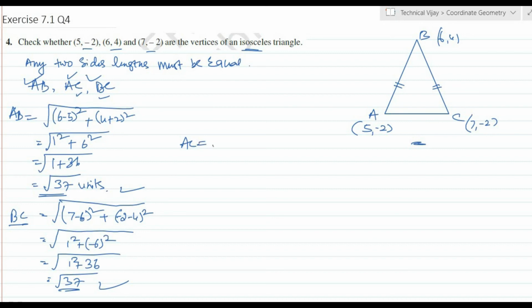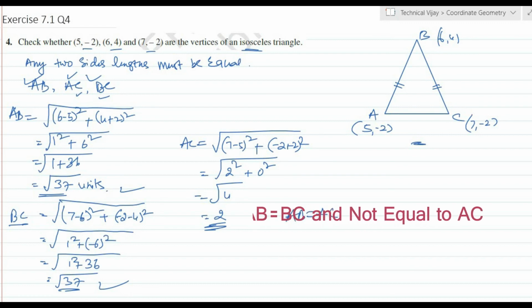AC is equal to square root of (7 minus 5) square plus (minus 2 plus 2) square. So this is equal to 7 minus 5 means 2 square plus this is 0 square. So 2 square means 4, square root is equal to 2. So here AB is equal to AC and not equal to BC. Then this is called an isosceles triangle. If it were also equal to BC, then it would have been an equilateral triangle. So okay, we'll go for the next one.